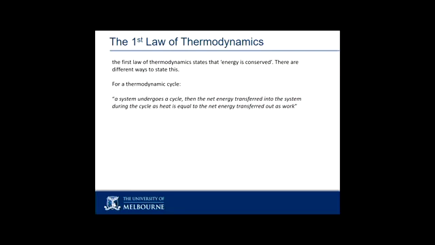It's almost a trivial result, except that it's a really powerful simplification of our mathematics. So a system undergoes a cycle, and the net energy transferred into the system during the cycle as heat is equal to the net energy transferred out as work. The work might not always be useful, which is why we have the concept of efficiency. There is work to be done in overcoming friction. There is work to be done in producing sound.